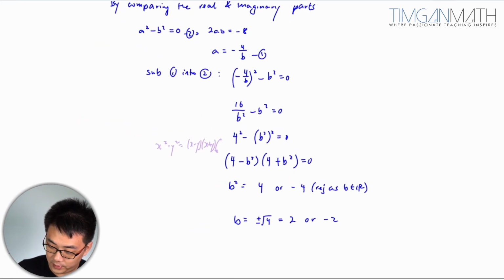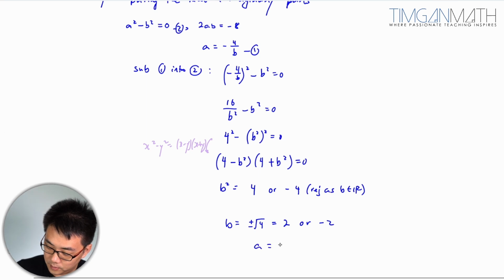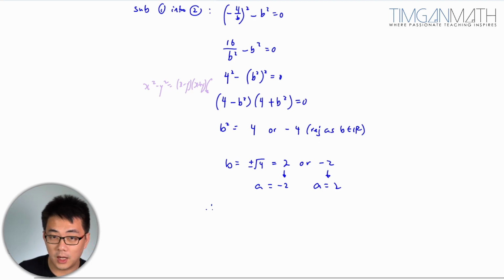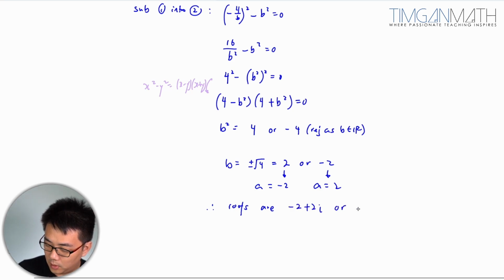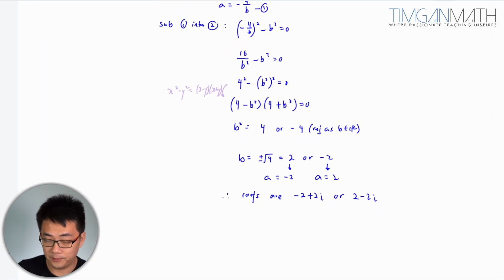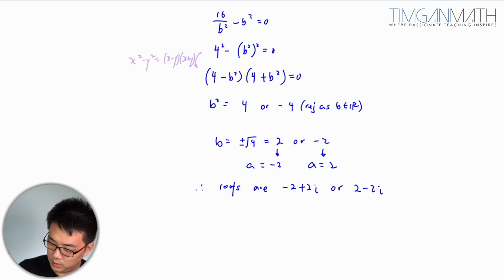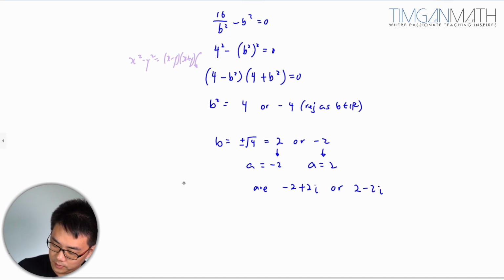In this case, a corresponds to minus 4 over 2, which is negative 2, and minus 4 over negative 2, which is 2. Hence the roots are negative 2 plus 2i or 2 minus 2i. I'm not sure which is z1 or z2, but maybe just z1, z2. Okay, so this is how we do this question.